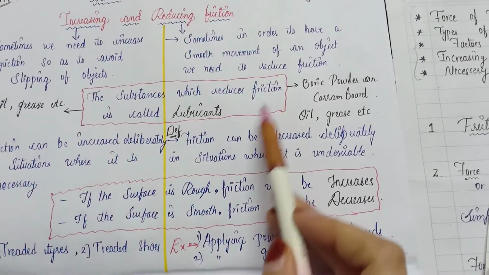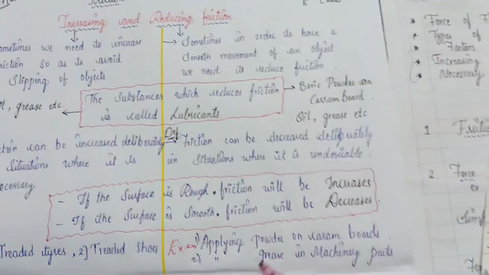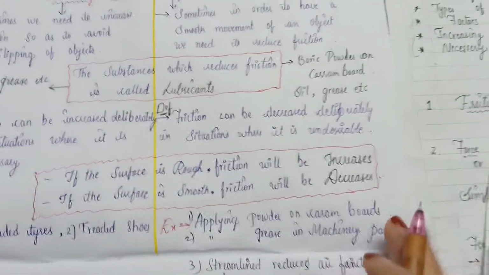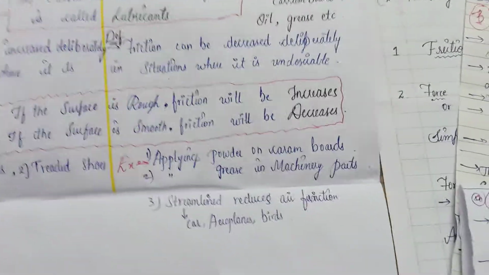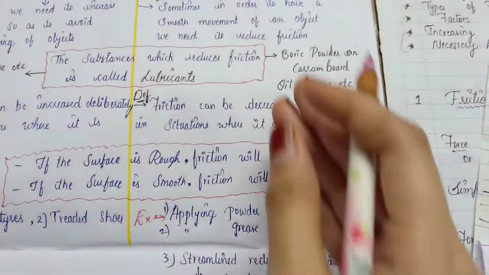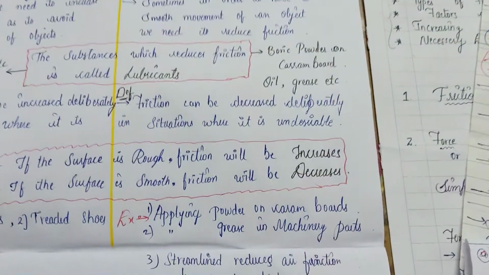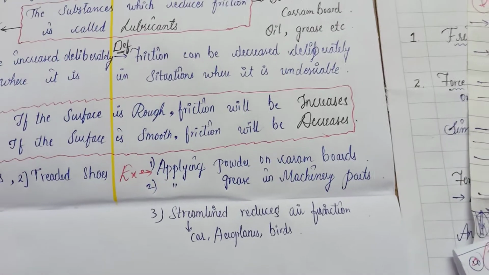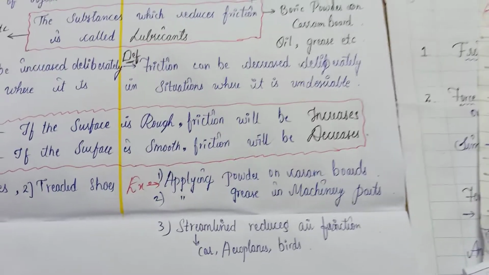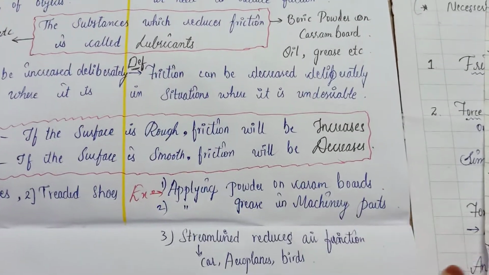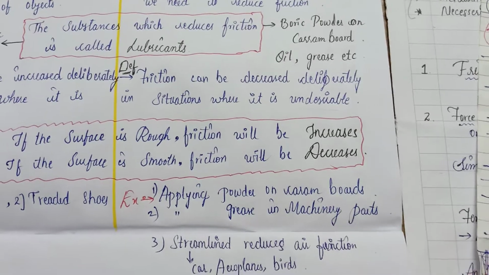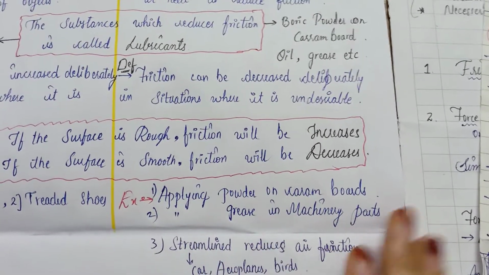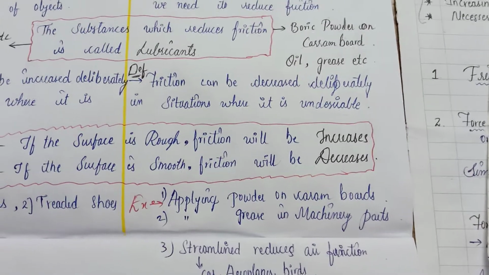And next we come to the examples of reducing friction. First of all, applying powder on a carom board. As I said, we sprinkle some powder on the carom board, which is called a lubricant. The powder is boric powder. When we sprinkle it, the counters on the board can easily slide. Why do they slide easily? Because we want to reduce the friction. So we put some powder on the board.